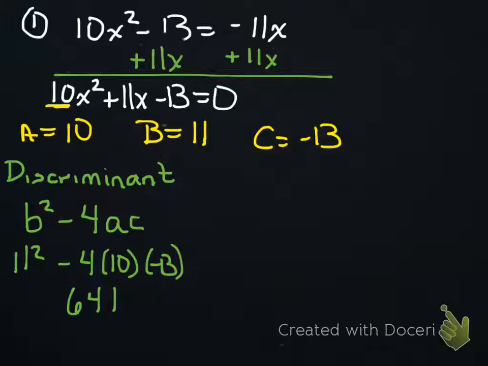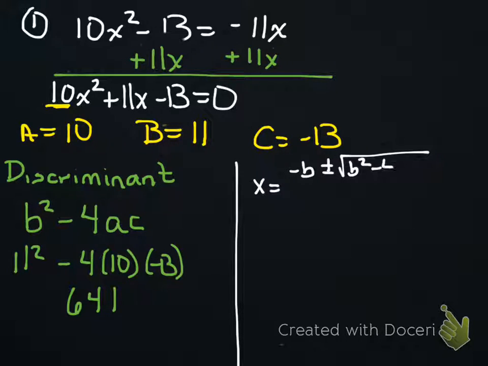Now, this is going to go into the quadratic formula, inside that square root. The formula is x equals negative b plus or minus the square root of b squared minus 4ac over 2a. So we are going to take this number and put it inside the square root. We are first going to simplify and figure out what pieces can come out.